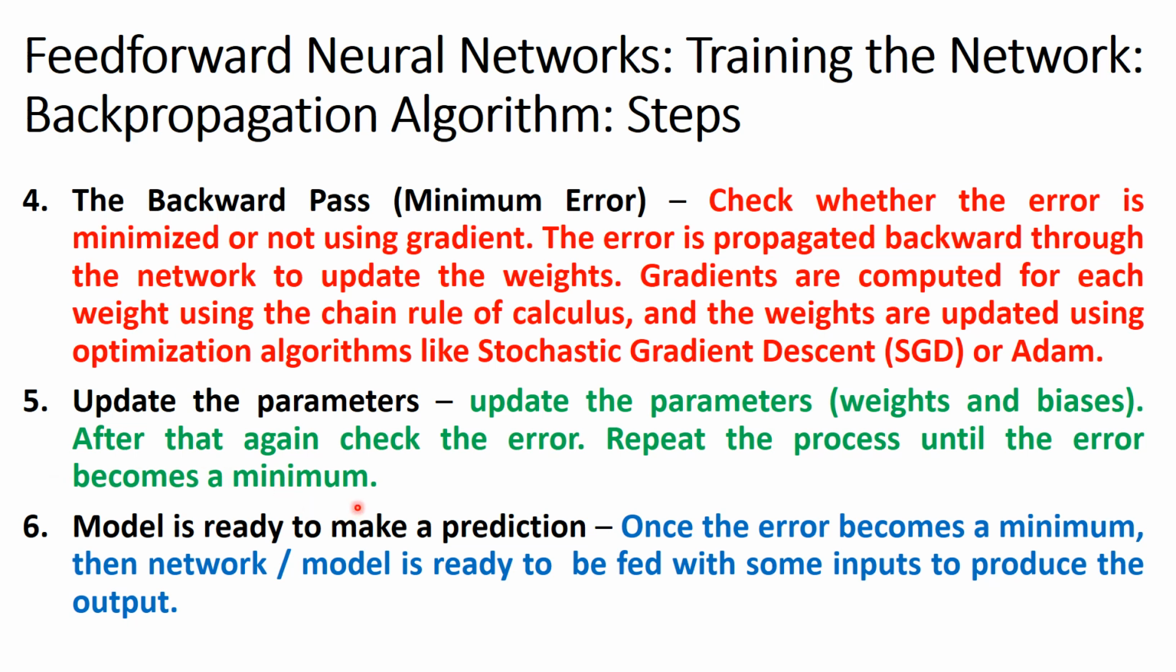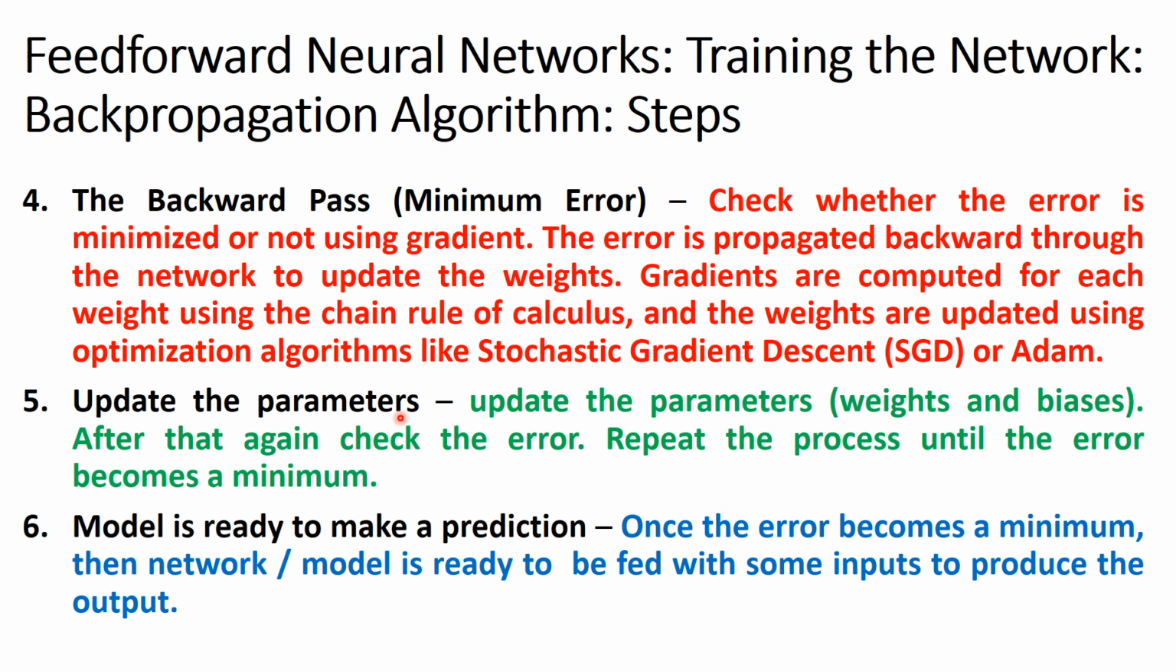And the weights are updated using optimization algorithms. بعد ذلك بيتم تعديل الأوزان accordingly باستخدام بعض ال optimization algorithms like stochastic gradient descent or ADAM. Update the parameters, weights and biases. Step number 5, update the parameters, weights and biases. After that, again check the error, repeat the process until the error becomes a minimum.